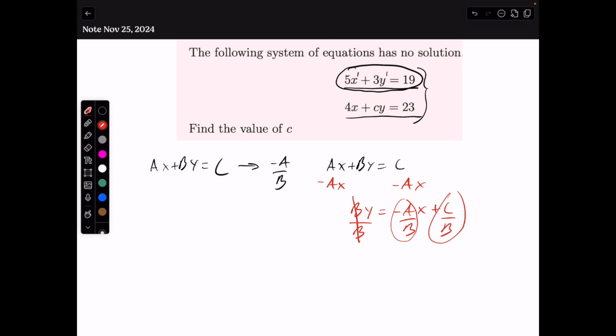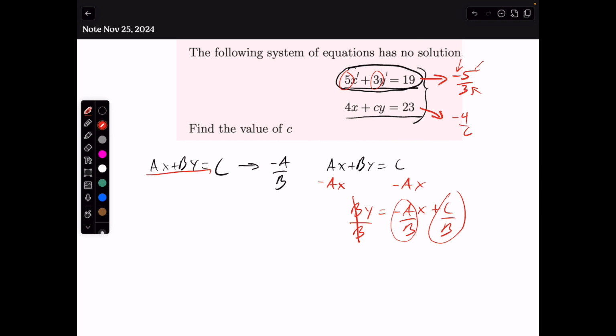Now, when I look at these two equations, the slope of the first line would be negative 5/3, because a is 5 and b is 3, so it's a over b with a negative out front. The slope of the second line, by the same argument, should be negative 4 over c.